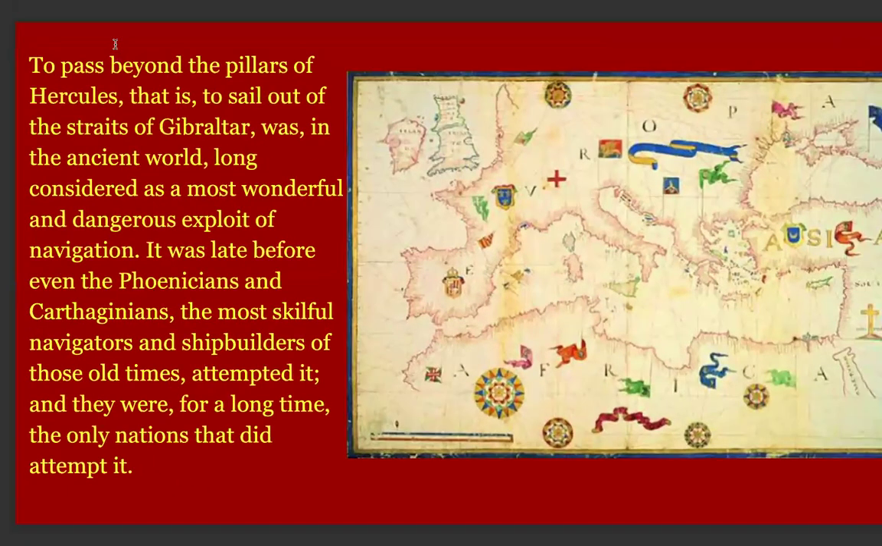So they were arguing, to pass beyond the pillars of Hercules, that is, to sail out of the straits of Gibraltar, outside of the Mediterranean, was in the ancient world long considered a most wonderful and dangerous exploit of navigation. It was laid before even the Phoenicians and Carthaginians, the most skillful navigators and shipbuilders of those old times, attempted it, and they were for a long time the only nations that did attempt it. So just a few people would dare go out of here.